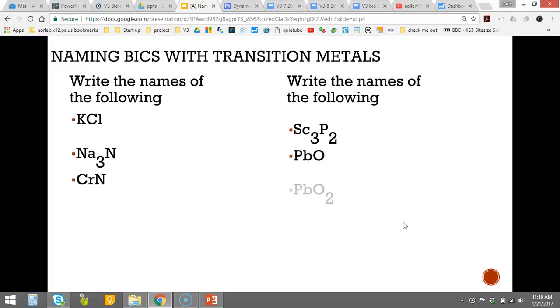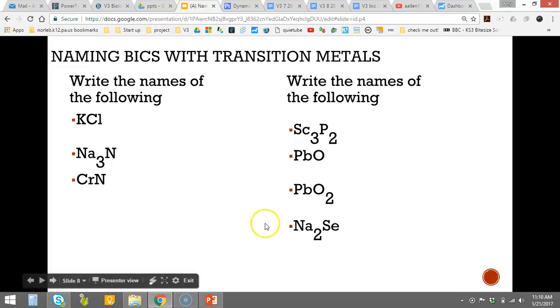Let's take a look at these compounds. Now we're starting to get into the issue of naming binary ionic compounds, but for these 7 examples, you have to remember whether you're dealing with a transition metal or not. If we just scan through them, I know that potassium and sodium are not transition metals. So at least these 2, maybe more, will be named with our previous rules of simply name the metal, name the nonmetal, add "ide" as the ending.